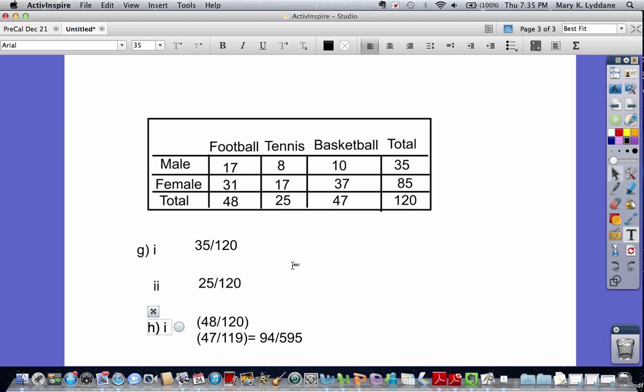Let's take 48 plus 25. What does that give me? 48 plus 25 is 73. 73 out of 120. And then let's multiply that. Again, we're going to have a conditional probability, so we're going to multiply that by 72 out of 119. And that final answer is going to give me 219 out of 595.